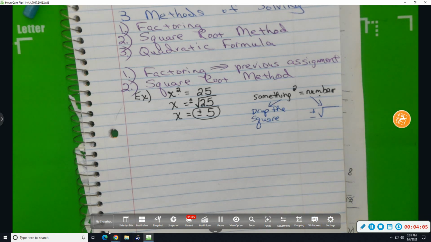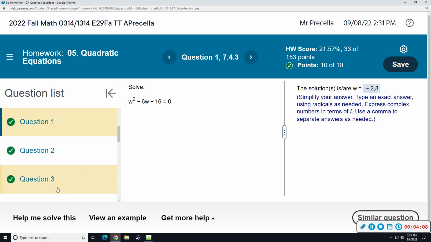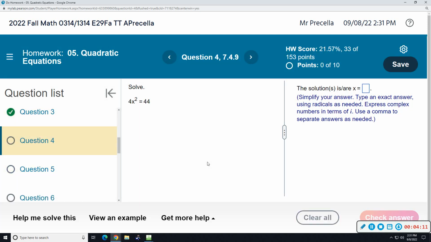Let's look at problem number 4 in the homework. 4x squared equals 44. Let me ask you something before I switch to the paper. What's being squared here? Not the 4, only the x. So we have to get rid of the 4 to get x squared equals 11.